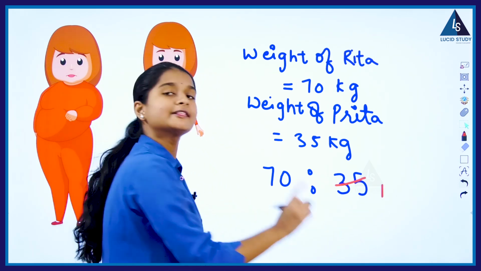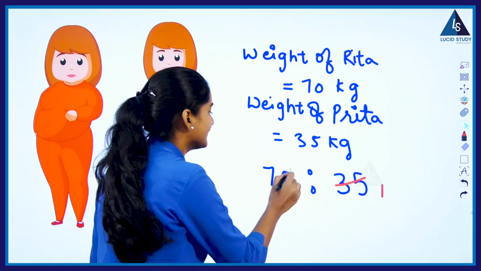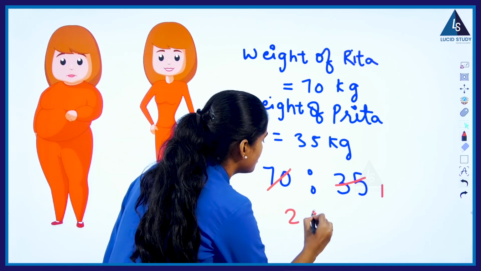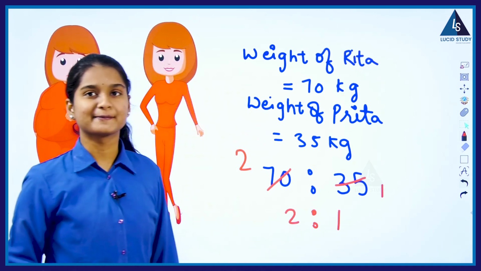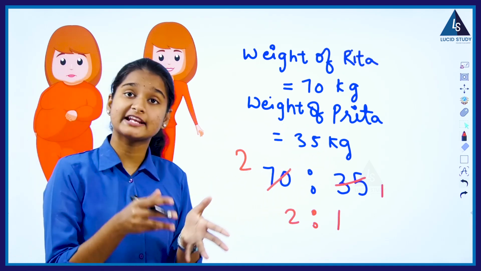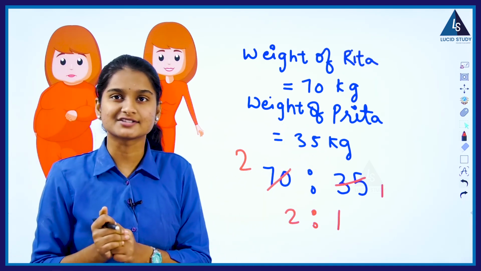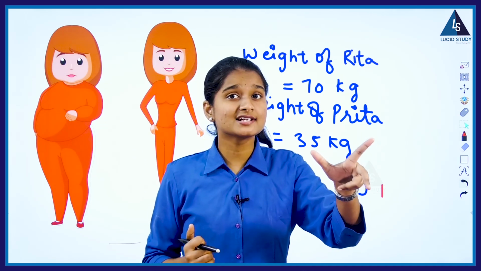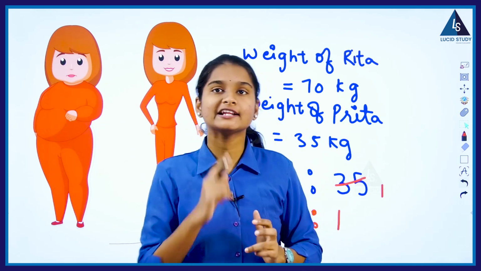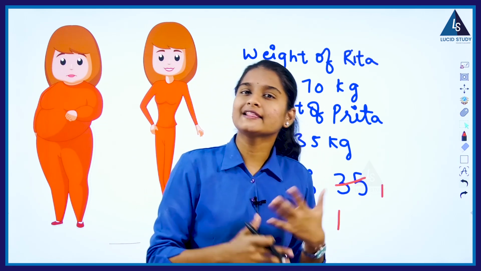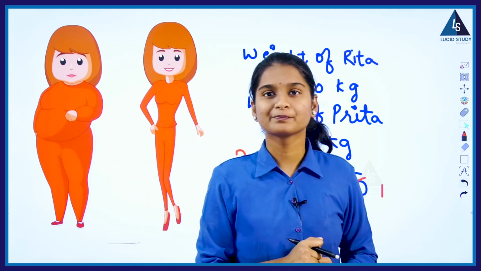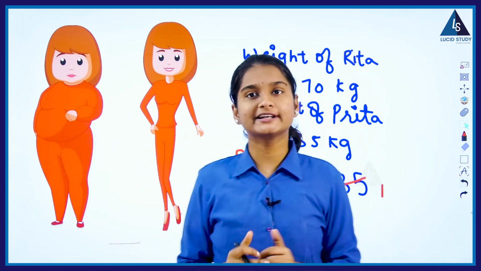35 ones are 35 and 35 twos are 70. Therefore, the ratio is 2:1. Therefore, ratio of Rita's weight to Preeta's weight is 2:1, or Preeta's weight is half of Rita's weight. So, in all these examples, we used the word ratio to compare quantities.